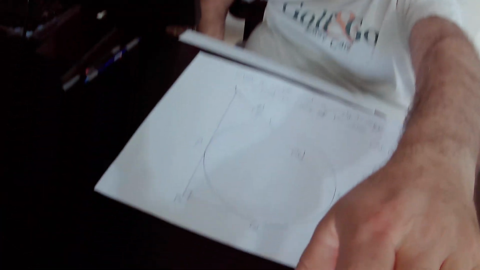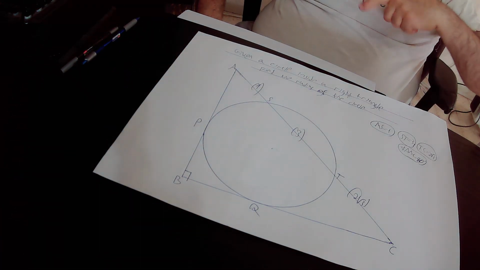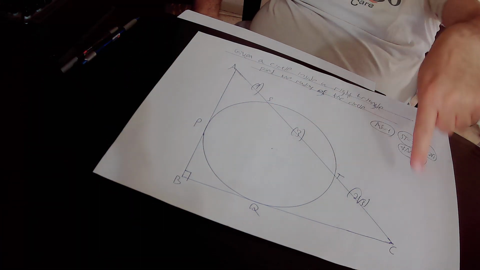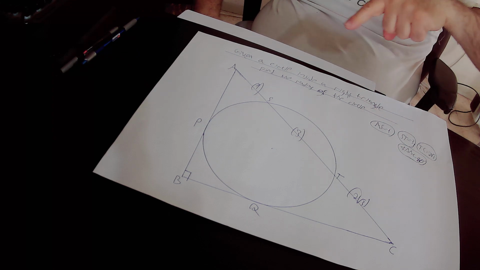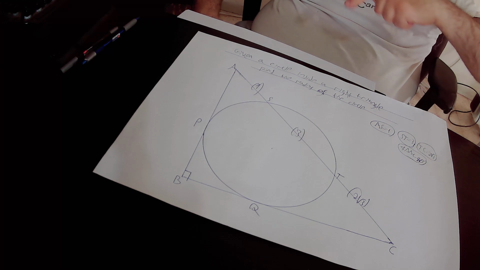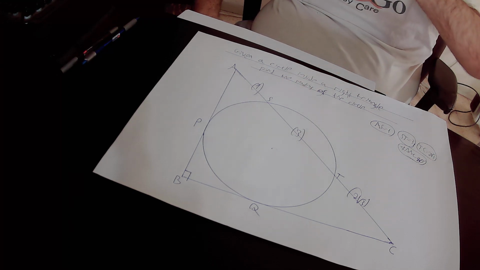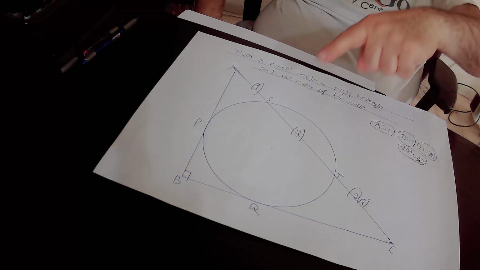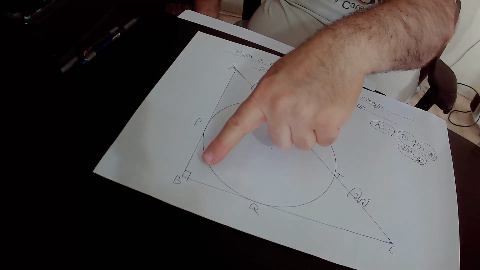Hello, in this lecture we'll find out the radius of a circle. In the drawing we have the right triangle ABC. Inside this right triangle we have this circle, and our mission is to find out the radius of this circle. In addition, we know that this is angle ABC, that is a right angle.